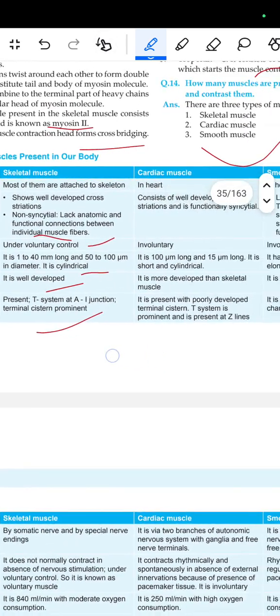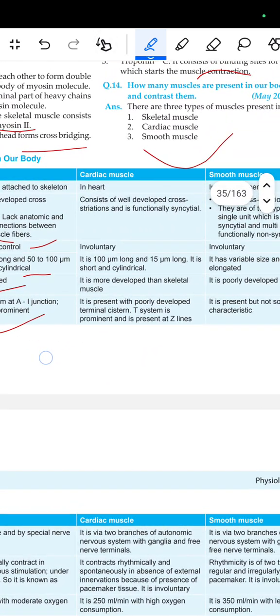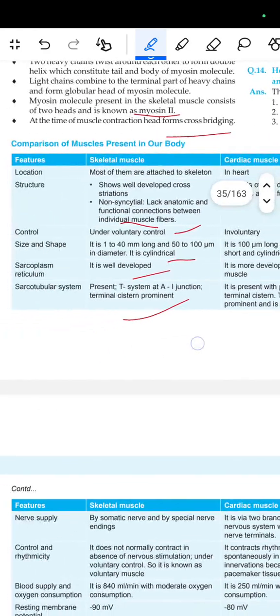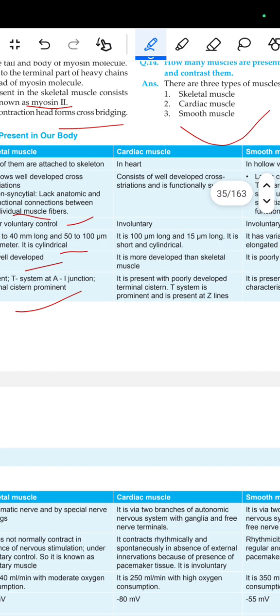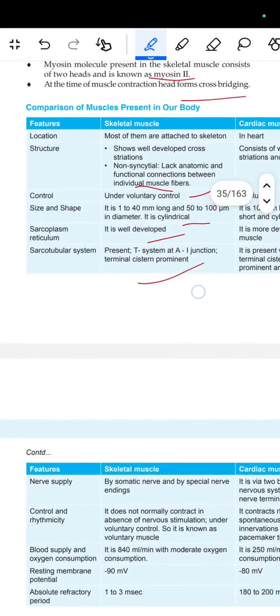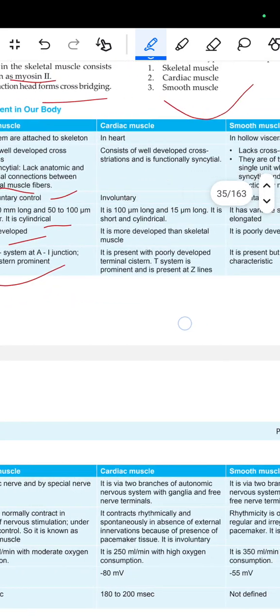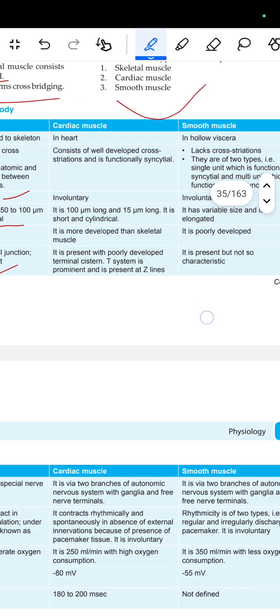Next comes cardiac muscle. Location: in the heart. Structure: consists of well-developed cross striations and is functionally syncytial. Control: involuntary. Size and shape: it is 100 micrometer long and 15 micrometer wide. It is short and cylindrical. Sarcoplasmic reticulum: it is more developed than in the skeletal muscle. Sarcotubular system: it is present with a poorly developed terminal system. The T system is prominent and is present at the Z lines.